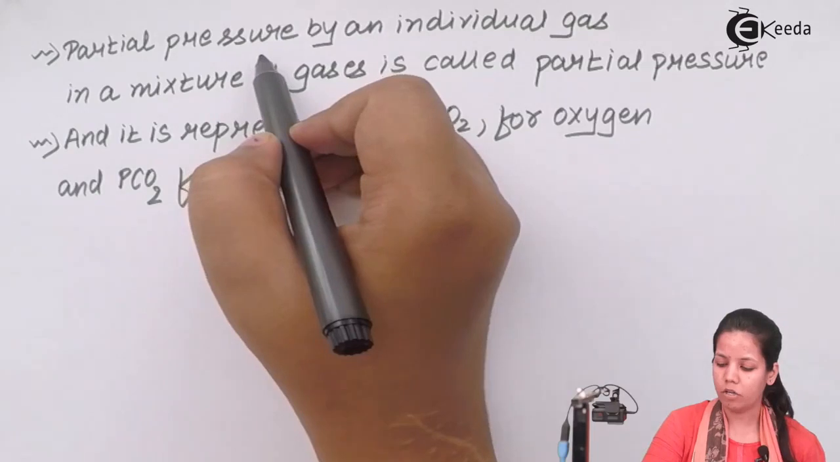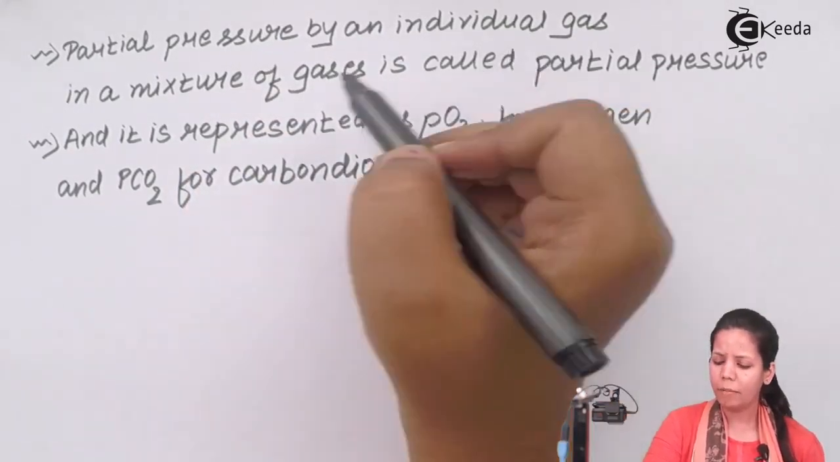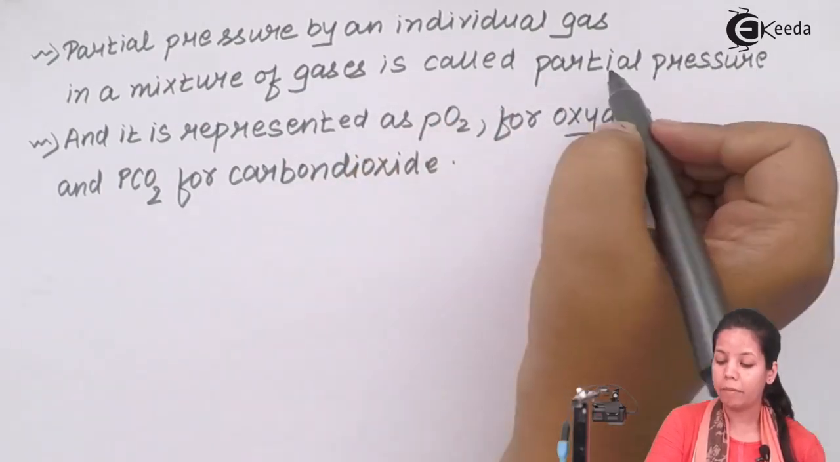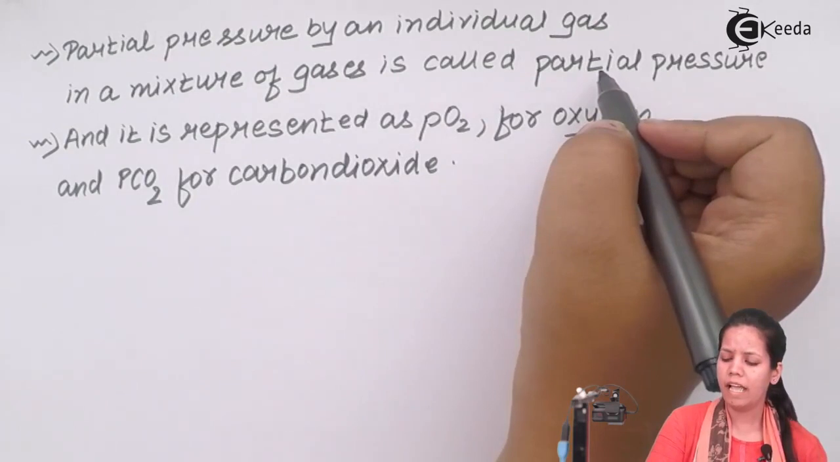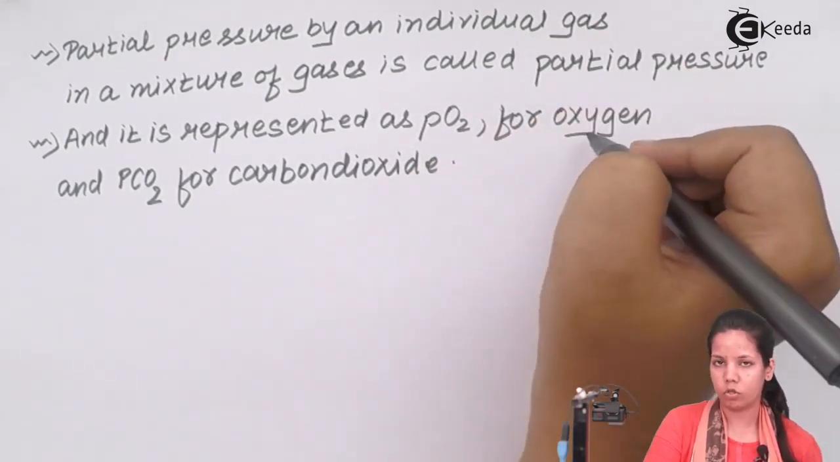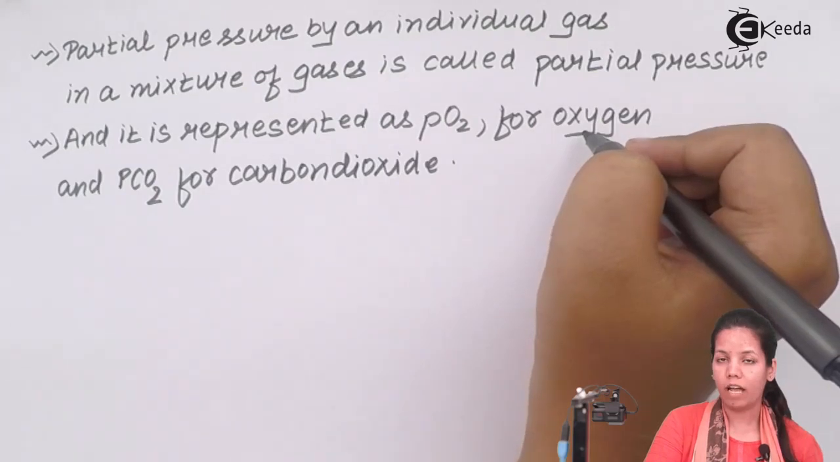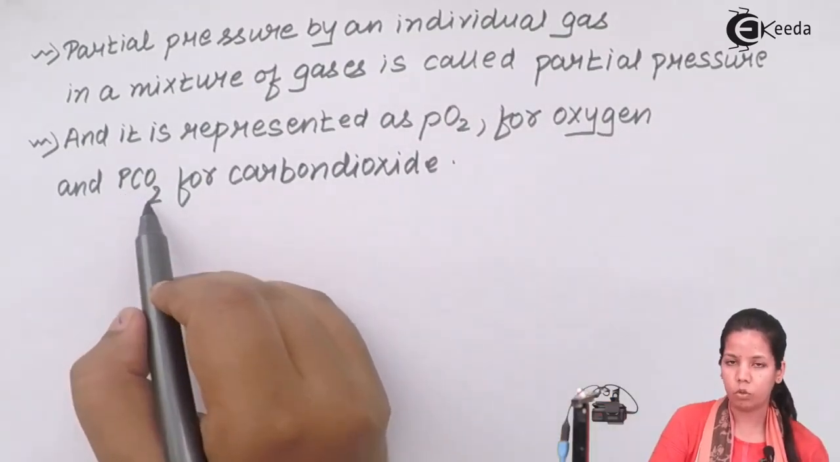So partial pressure by an individual gas alone in a mixture of gases is termed as partial pressure of that particular gas, and it can be represented as PO2 for oxygen, and in the case of carbon dioxide, partial pressure is represented as PCO2.